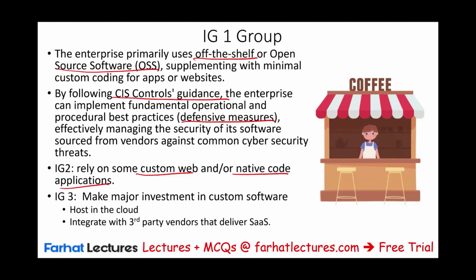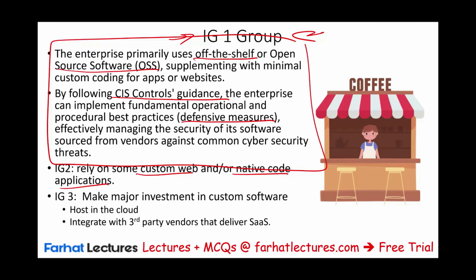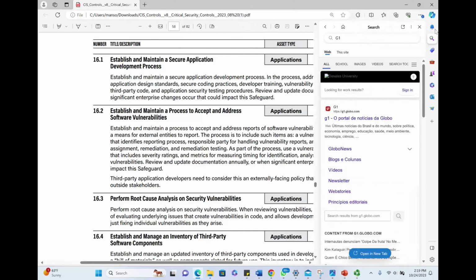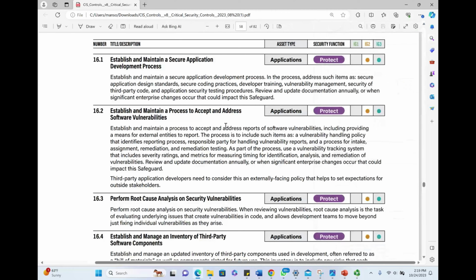What I'm trying to say is, when we look at the safeguards, nothing belongs to IG1, because IG1 uses software that's already completed. As long as they adhere to the CIS, that's the best thing they can do because they don't manipulate the software. They don't make any changes to it, while IG2 and IG3 do. So let's take a look at some controls from Control 16. As I mentioned, nothing belonged to IG1. They belong to IG2 and IG3, and we explained why earlier.